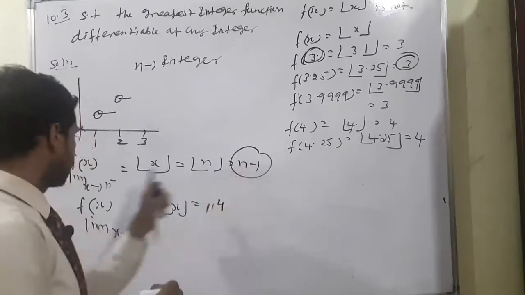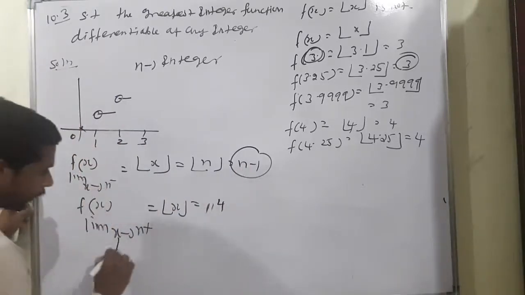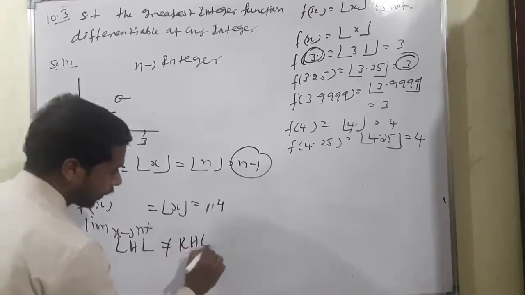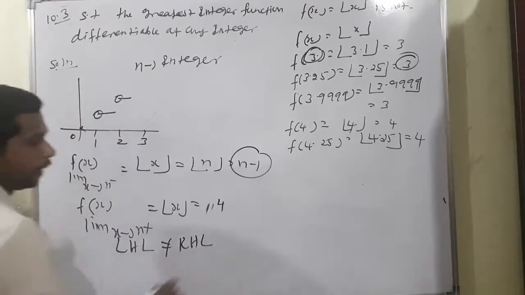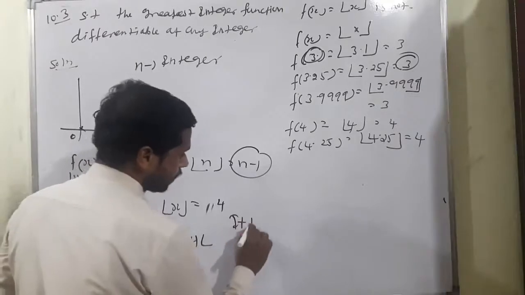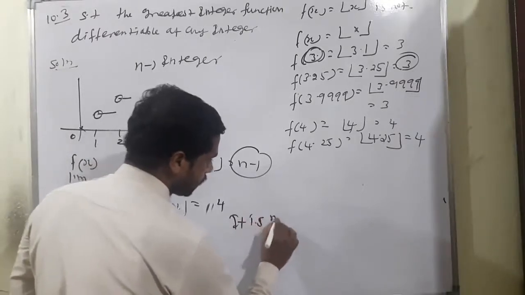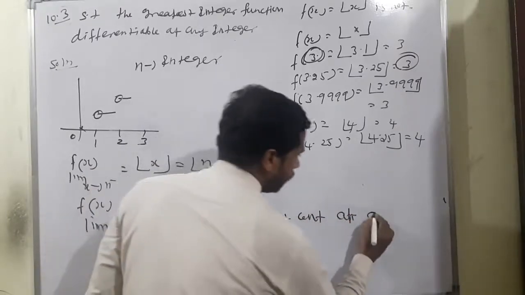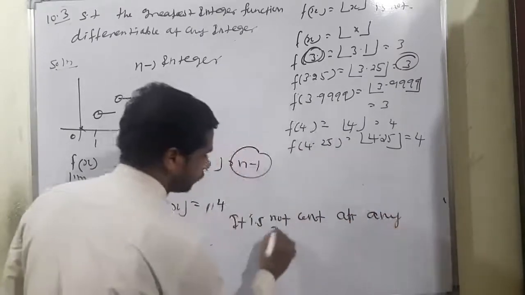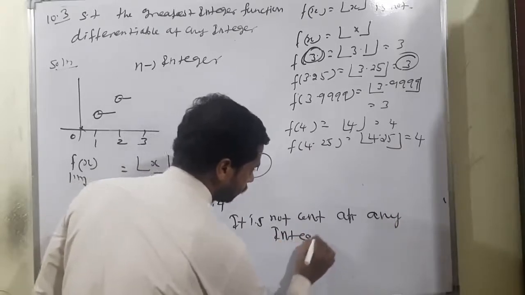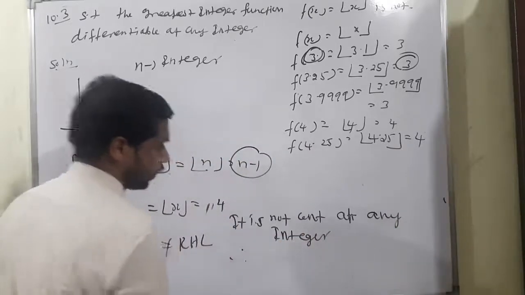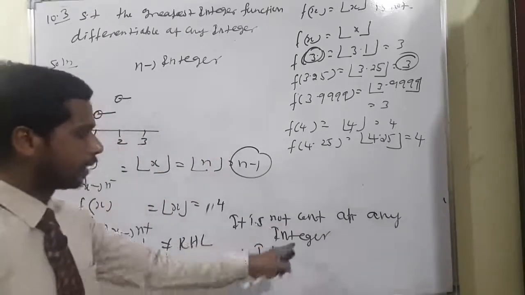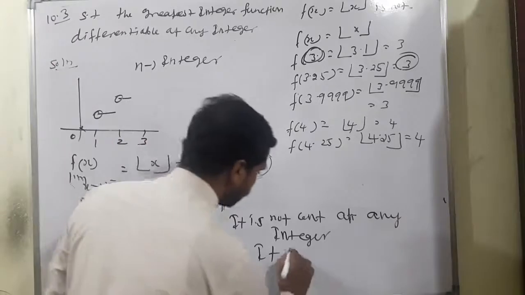That's why we can say that the minus side, as I already told you, is the left hand limit. Therefore it is not equal to the right hand limit. If they are not equal, we can say it is not continuous at any integer. Therefore it is not differentiable. It is not continuous at any integer, which means it is not differentiable.